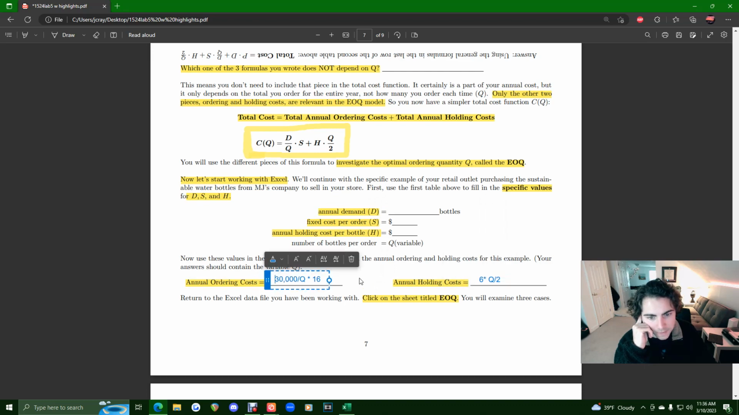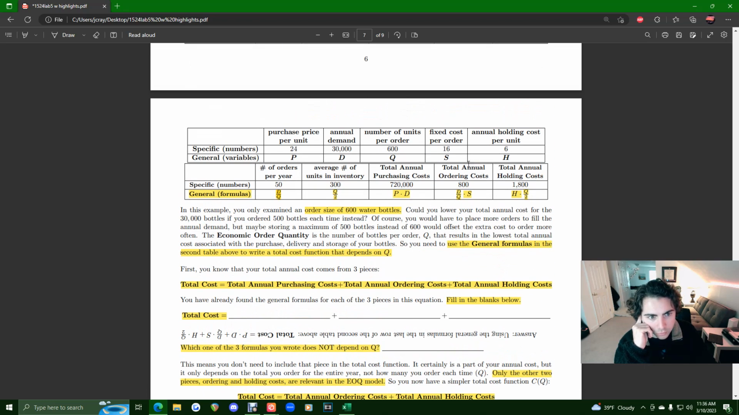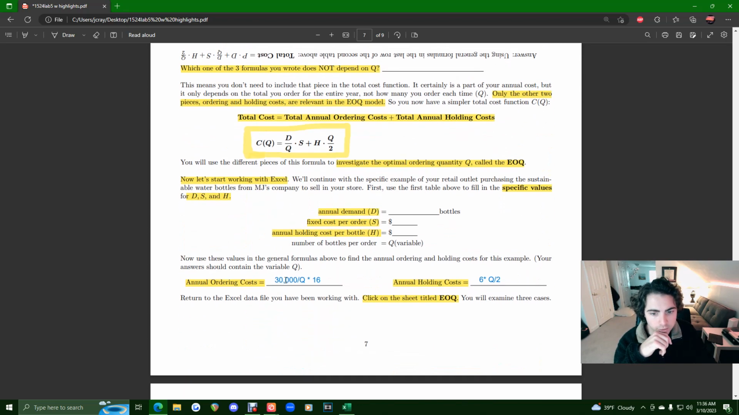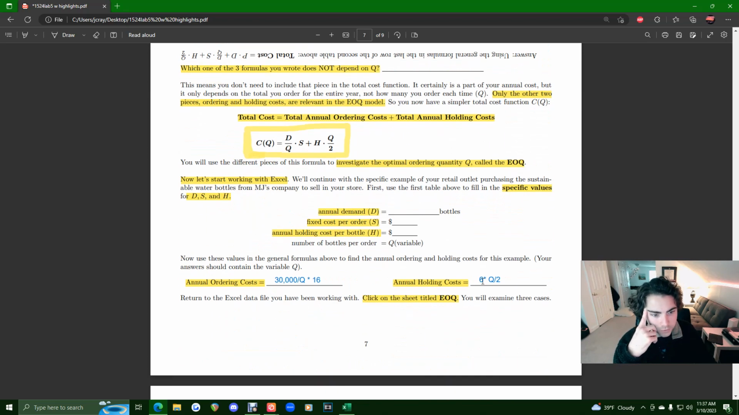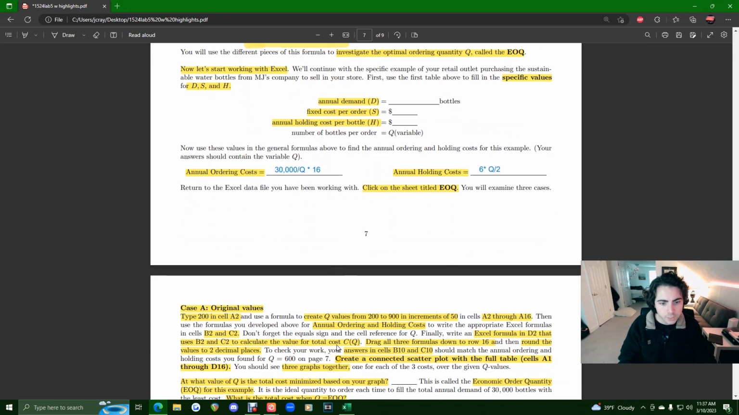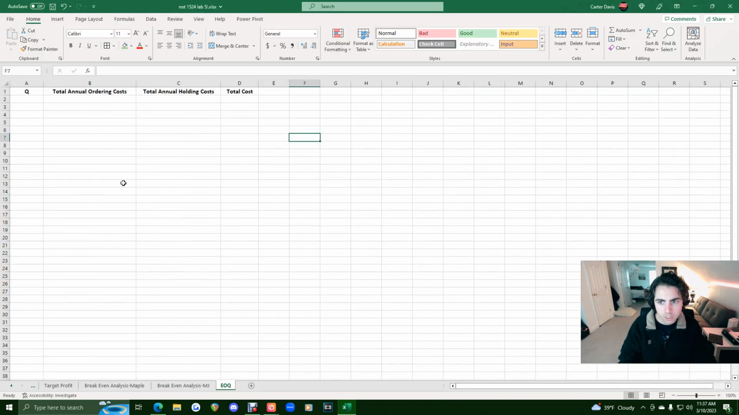So this is the annual ordering cost, D over Q times S, would be D, 30,000, over Q, which we're going to leave as Q, times S, which is 16. So 30,000 over Q times 16. Annual holding cost comes from this, H times Q over 2. H is 6. Q we're going to leave as Q, and then over 2. So 6 times Q over 2. You could call that 3Q if you wanted to simplify. All right, return to Excel. Click on EOQ. Boom.